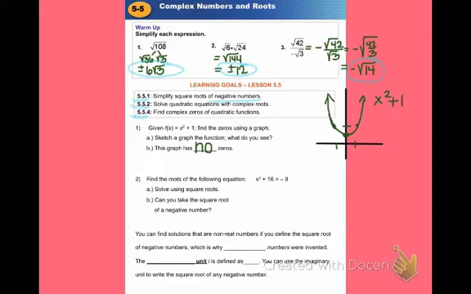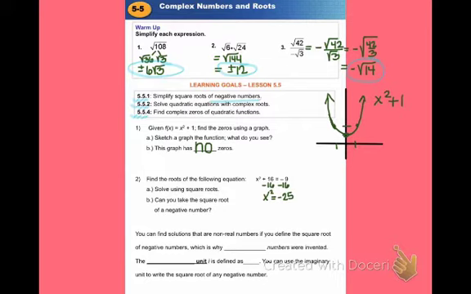Okay, so let's look at number 2. This one says, find the roots of the following equation. x squared plus 16 equals negative 9. Well, now this is one of those that we could actually use the square root property on, because we can isolate the x squared all by itself, and because there's not an x squared and an x term. And so I'm going to simply solve this by just subtracting 16 from both sides, and I end up with x squared is equal to, let's see, negative 9 minus 16 is negative 25.